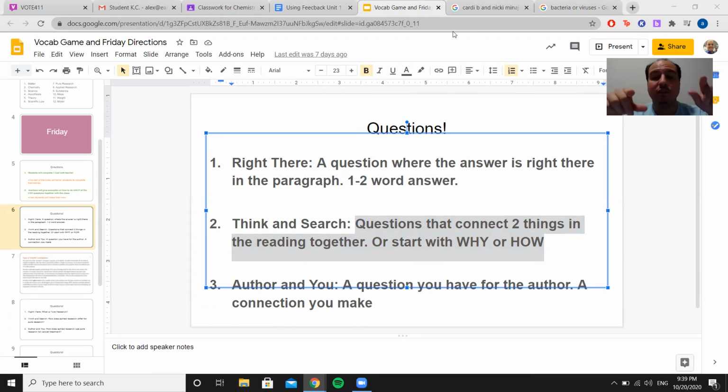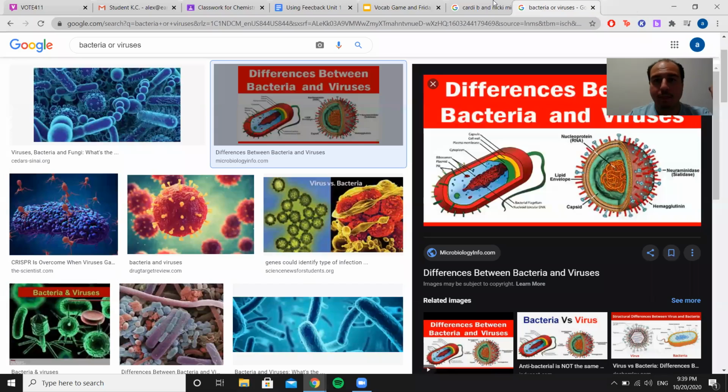We're going to focus on think and search and author and you. Those are the things that are more important for our purposes. So let's use a couple different examples. If I think about bacteria and viruses, I can make a think and search question by comparing them. What makes a virus and bacteria different? That's a think and search question.